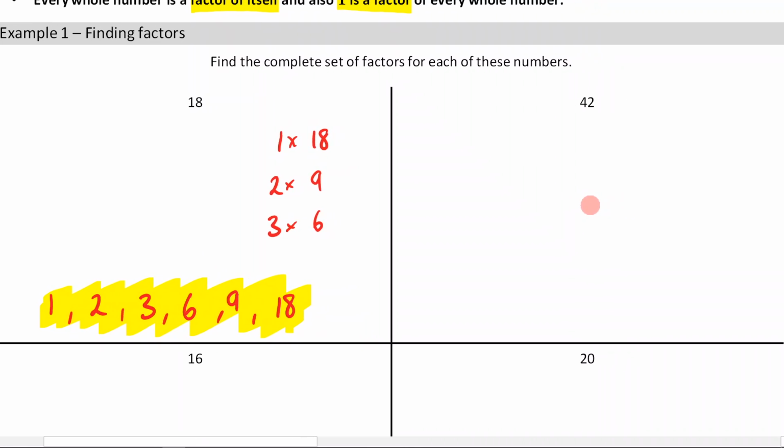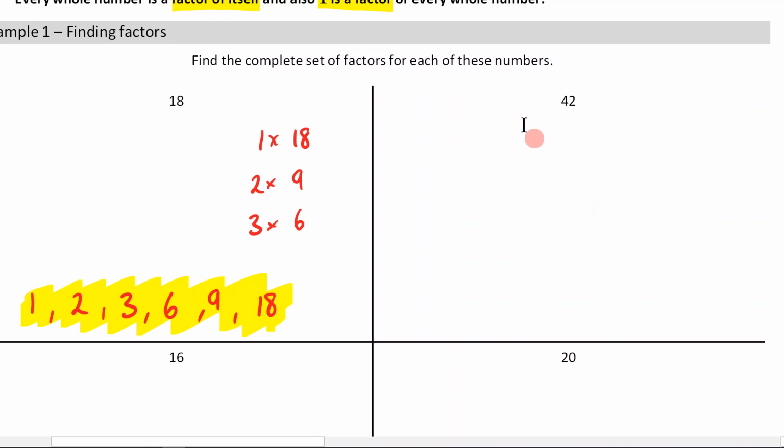Let's do the next one. So this is now 42. So again, what we're going to do is think of all the numbers that I can multiply together to get 42. So 1 and 42. 2 times what will get me 42? That's going to be 21. What about 3? 3 times what gets me 42? Well, if we're not quite sure, we could always just divide here. 3 goes into 4 once, with a 1 left over. 3 goes into 12 4 times. So that means 3 times 14 is going to be my answer.